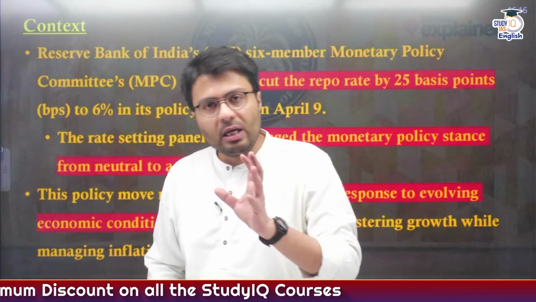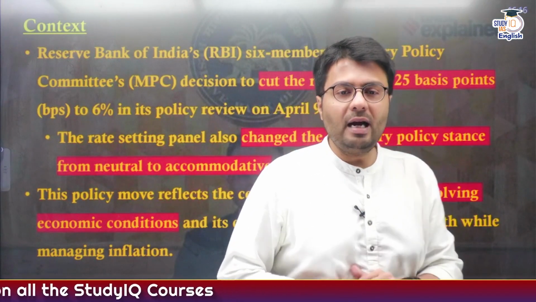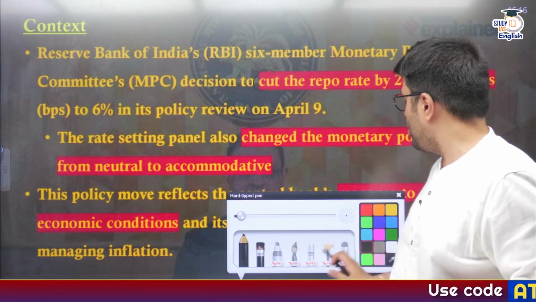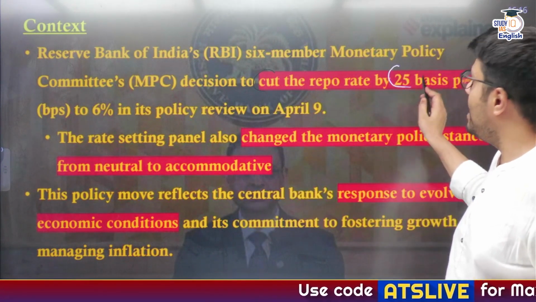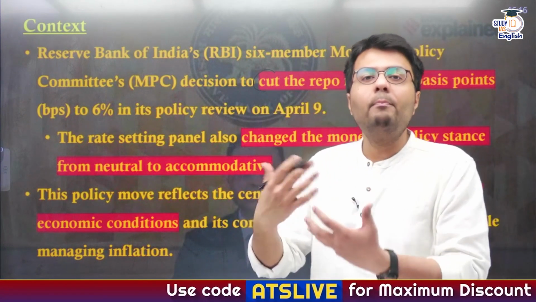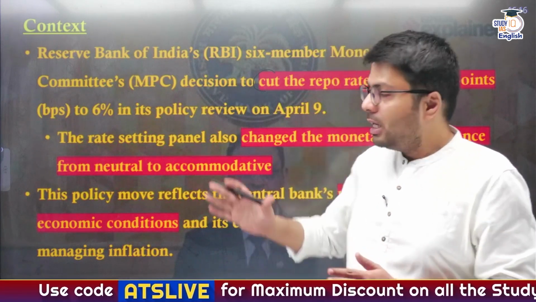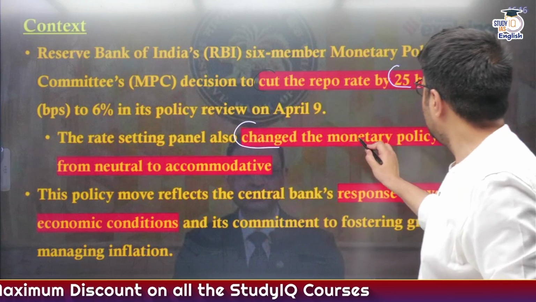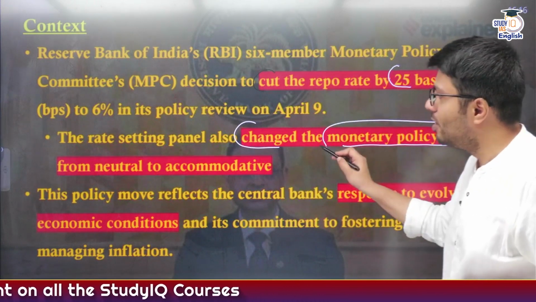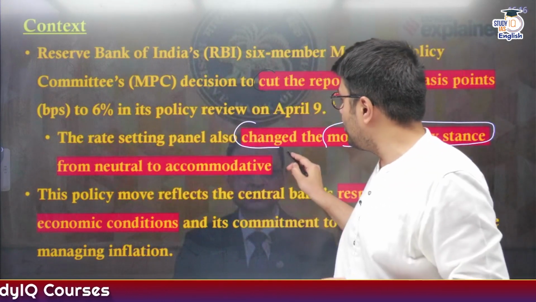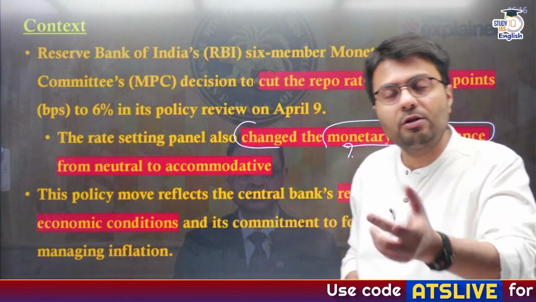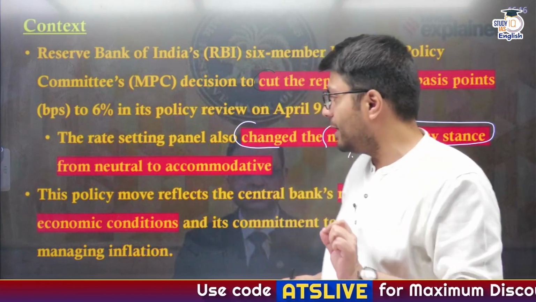So after it has been able to control inflation, now to promote economic growth, RBI has started to reduce the policy rate. Now, the context of this discussion is that the 6-member Monetary Policy Committee has decided to cut the repo rate by 25 basis points in its bi-monthly policy review. The rate setting panel has also changed the monetary policy stance from neutral to accommodative. So, what is monetary policy stance? What does a different kind of stance mean? We'll also try to understand today.